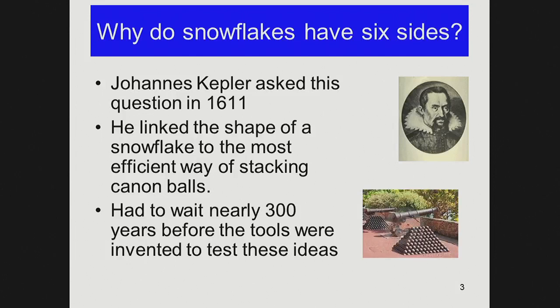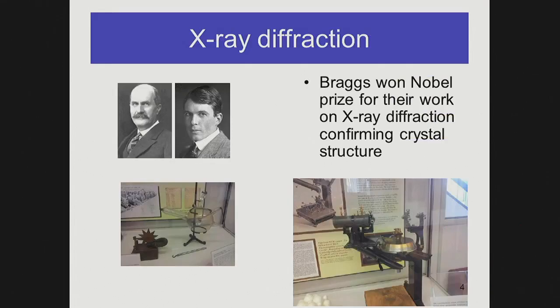Why do snowflakes have six sides? Well, Johannes Kepler asked this question in 1611, and he linked the shape of a snowflake to the most efficient way of stacking cannonballs. He actually wrote an article, The Six-Cornered Snowflake, but he had to wait nearly 300 years before the tools were invented to test these ideas. And I'm not really going to go too much into the detail of the crystal structure of ice, but the people who invented the tools were the Braggs, father and son. They spent some time at Manchester. You know about these guys? They used X-ray diffraction. Here's an X-ray diffractometer to probe the crystal structure of ice.